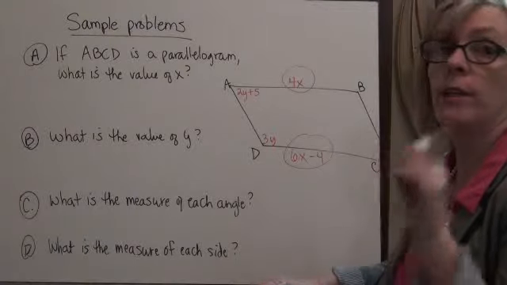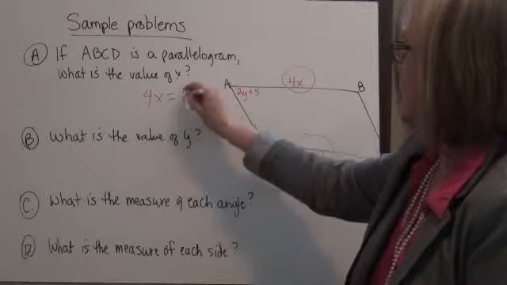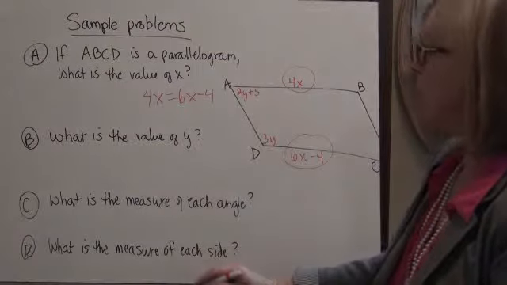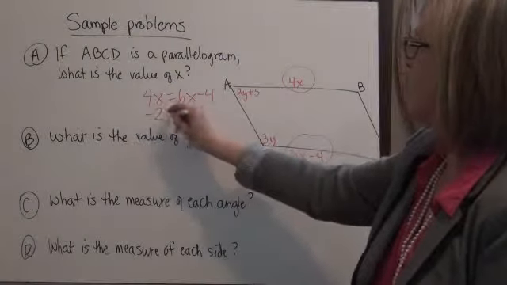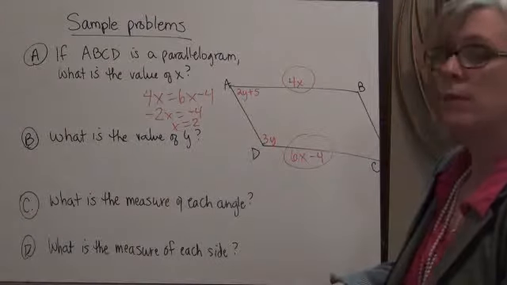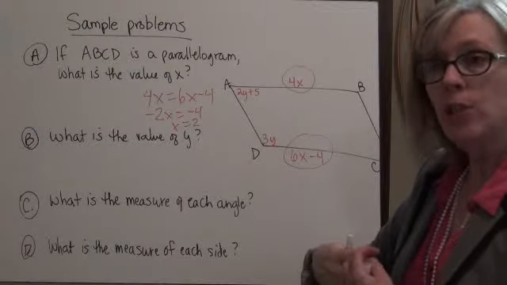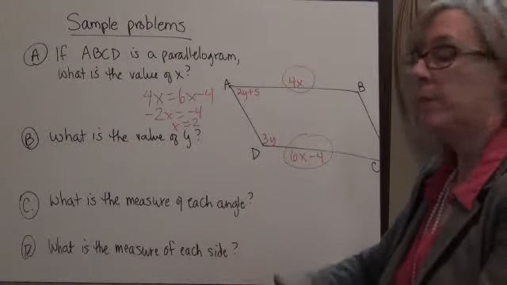Opposite sides are congruent. I'm going to write an equation that says 4x equals 6x minus 4. Okay? Negative 2x equals negative 4, x equals 2. So I look at the picture, I see what property applies to it, I write the equation and solve it.